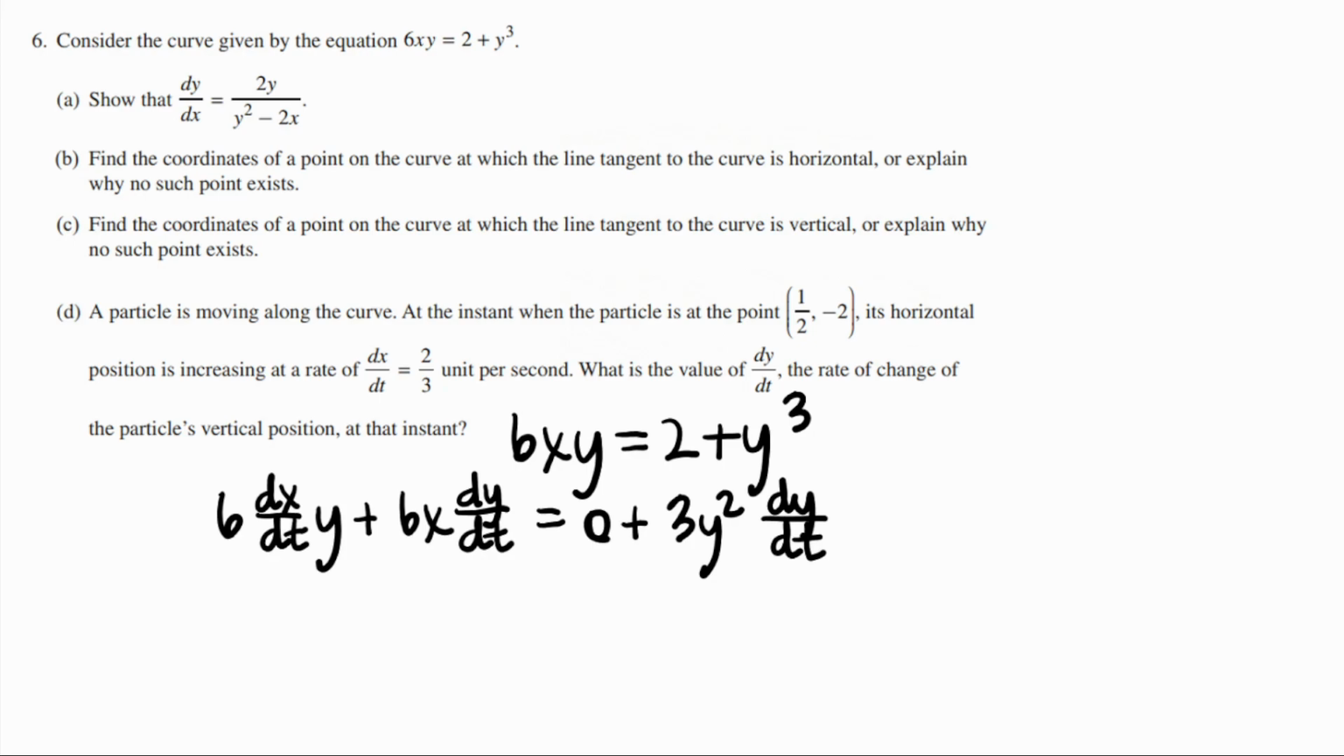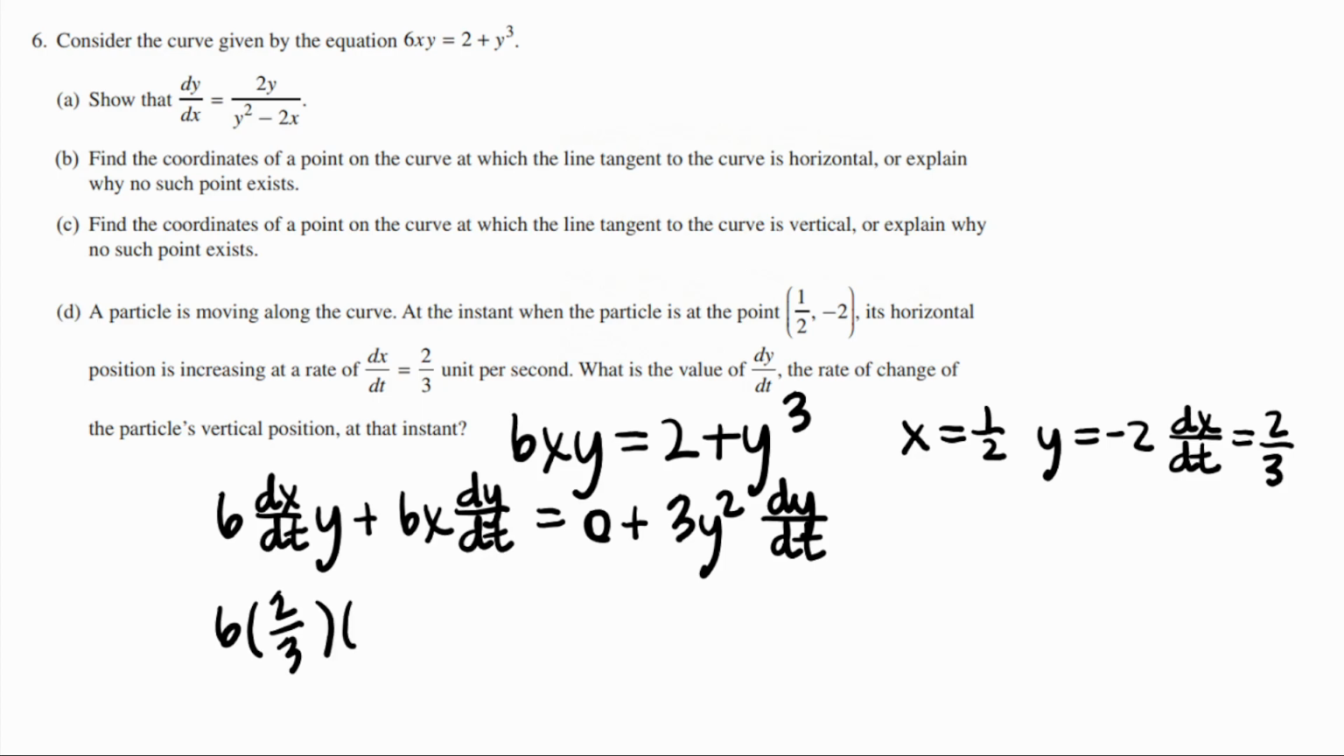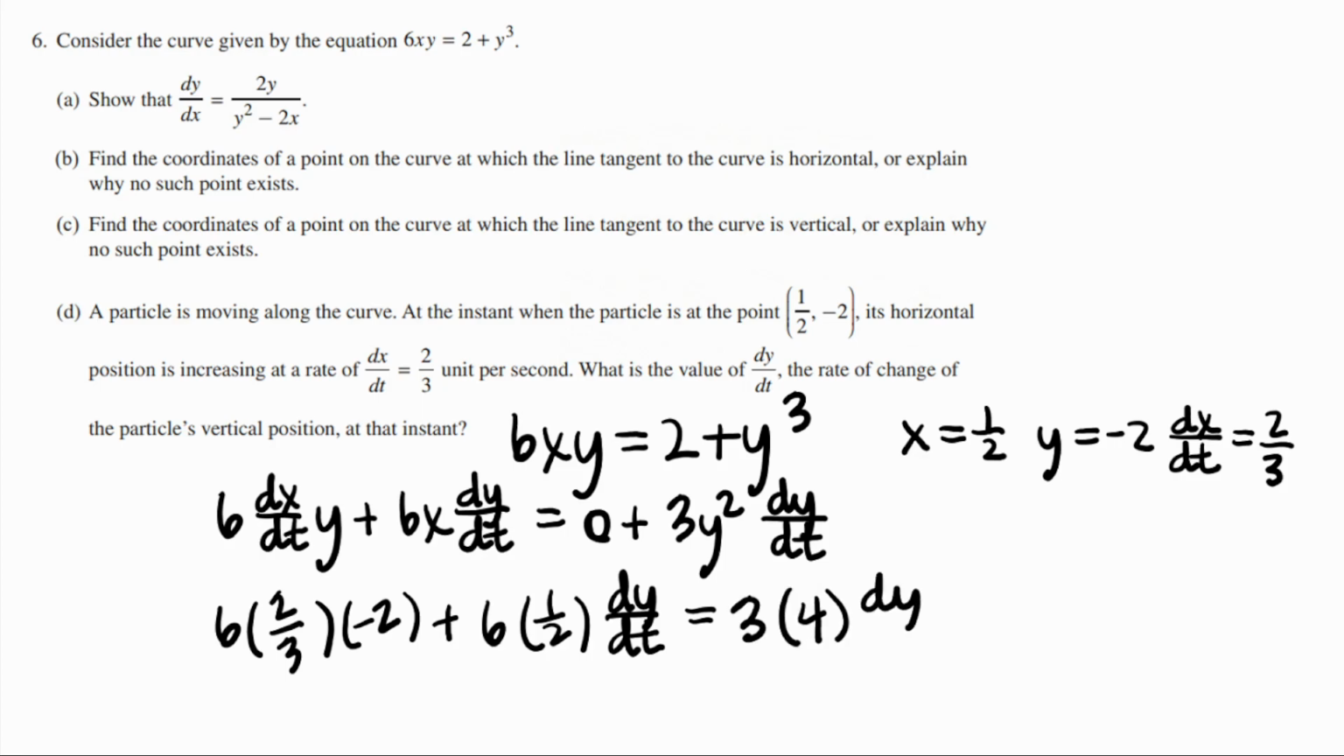Okay, now I've got all the pieces I need, right? They told me x is 1/2, y equals -2, and dx/dt is going to equal 2/3. Now our job is to plug in all of these things and find the value of dy/dt. So 6 times dx/dt times y, which is -2, plus 6x times dy/dt, the thing we're hoping to solve for, is equal to 3y squared dy/dt.